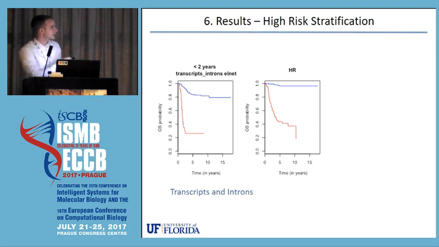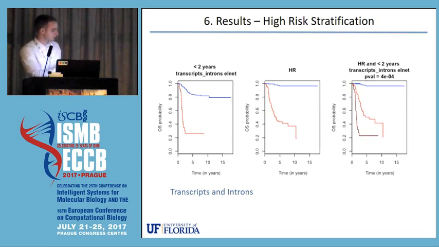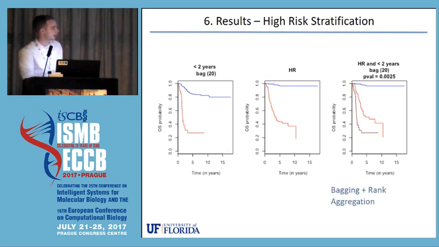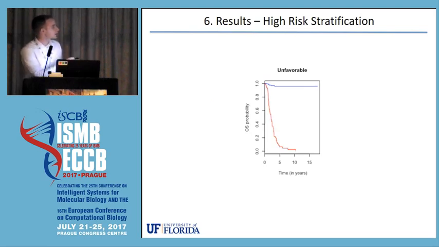So if we use instead the RNA sequencing data, and here I'm using transcripts and introns with the elastic net, it's actually pretty good, right? We have this group here, these are pretty bad patients, right? This is like a 2-year survival of 20% or so. So it's able to break off this high-risk group pretty nicely. Similarly with bagging, we have the same results here.